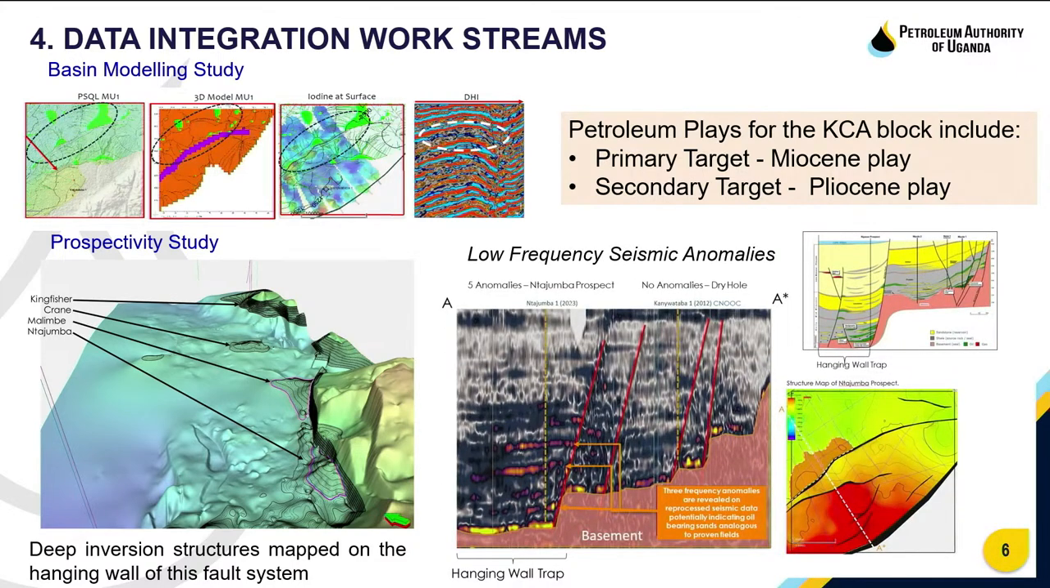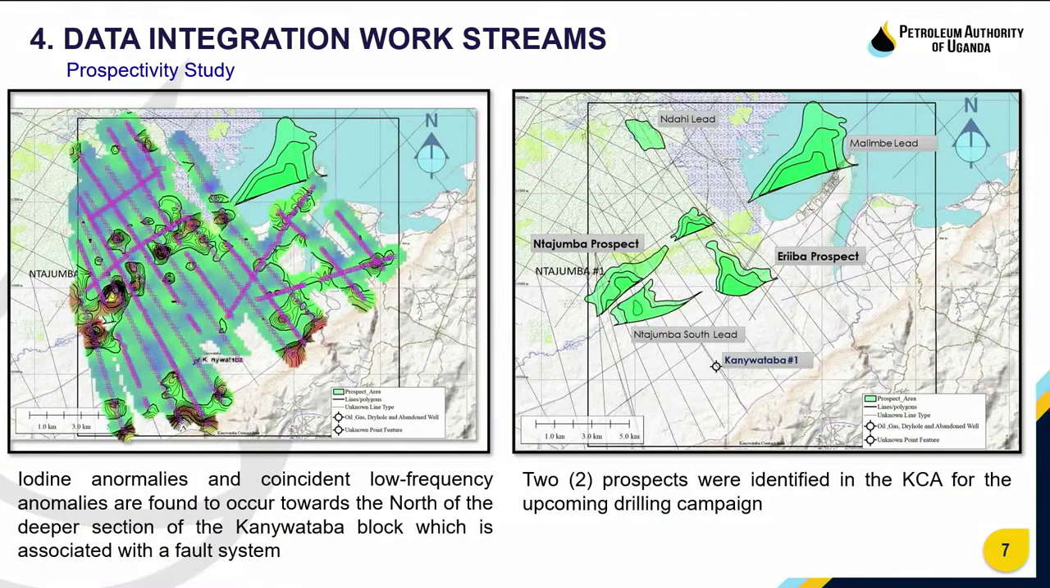Going ahead, the company also implemented a low frequency seismic anomalies approach to their data, mainly because in the Albertine Graben, they have used these low-frequency seismic anomalies to identify accumulations of hydrocarbons in the subsurface. And this too was utilized in the studies. Going ahead, as you can see, when they superimposed the geochemical data outputs onto the prospects in the block, you could see that the iodine anomalies and coincident low-frequency anomalies are found to occur towards the north of the deeper section of the Kanywataba block, which is associated with a fault system.